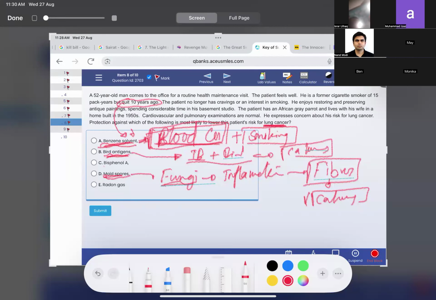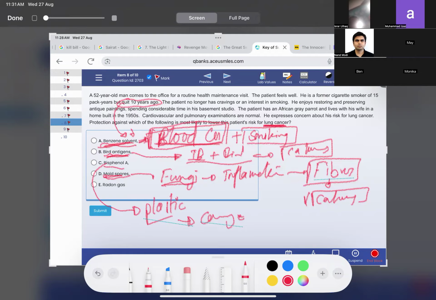So what is bisphenol A? Basically, it is a degradation product of plastic. Whenever plastic degrades, plastic containers release it. Basically, it is not that important. It is not carcinogenic in nature, and it is less likely to cause lung CA or any such risk.